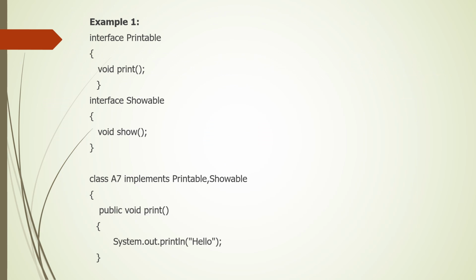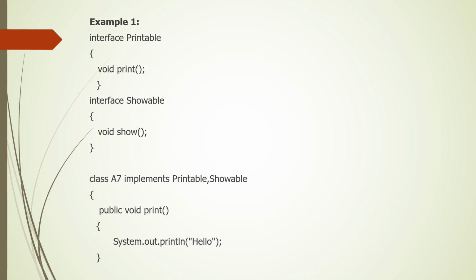Here is an example, interface printable. It has an abstract method print off. Then an interface is the showable. It has the abstract method show off. Then there is a class A7. It implements both printable and showable interfaces.